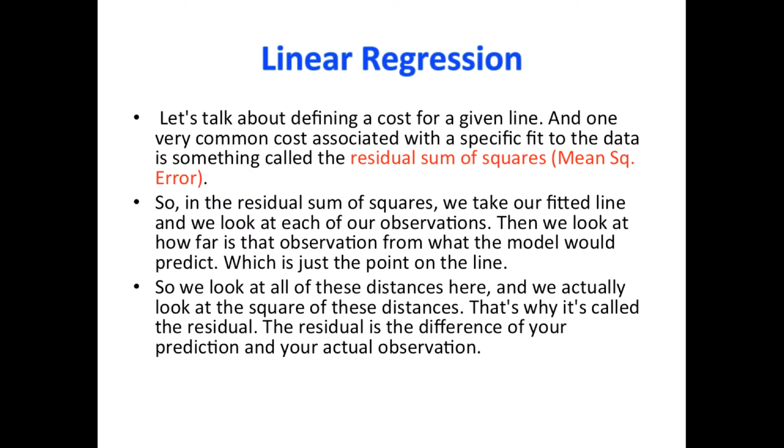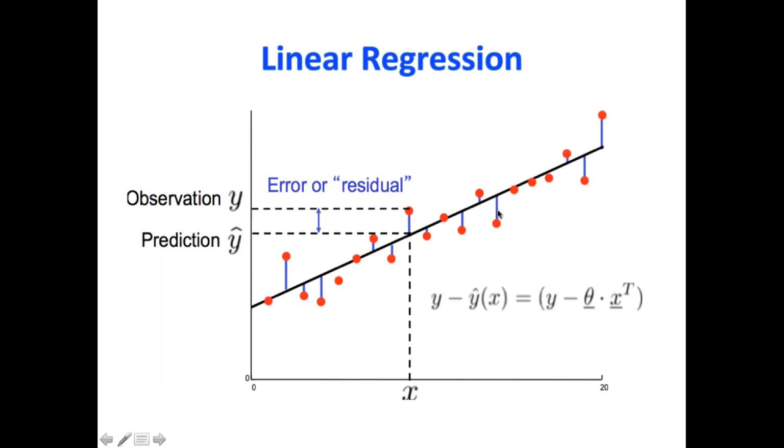Okay, let's talk about defining a cost for a given line. One very common cost associated with a specific fit to the data is what is known as residual sum of squares or mean square error. In residual sum of squares or mean square error, we take our fitted line and we look at each of our observations. In the previous example, the red points are observations and our fitted line is the black line. All these red points are observations and this is our fit line, the black line.